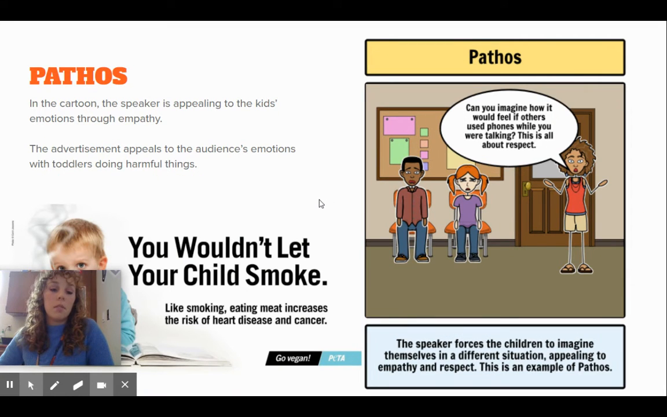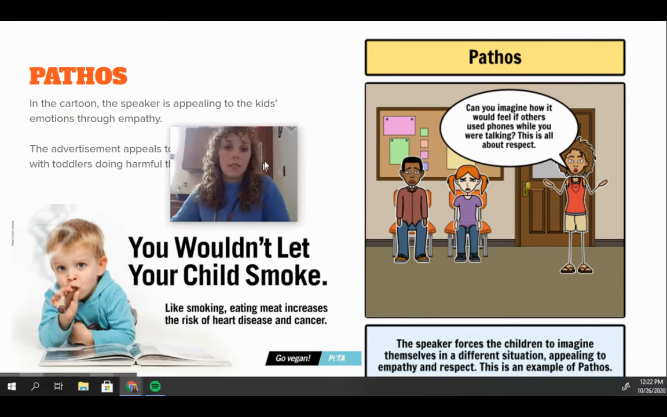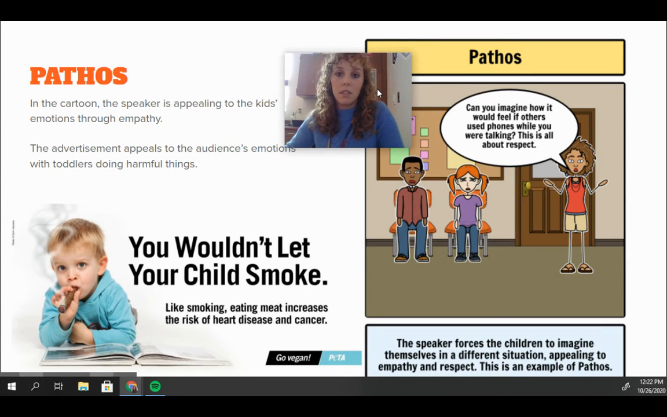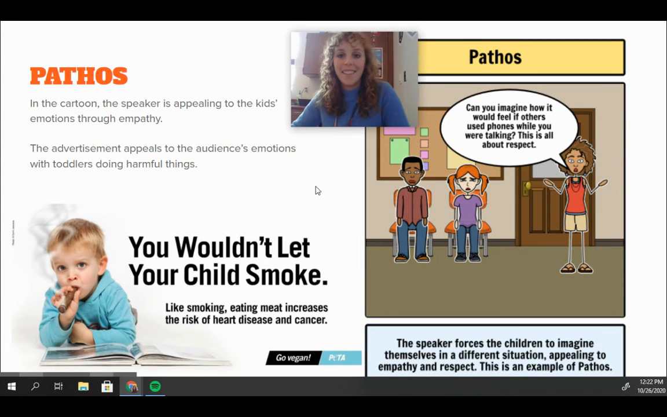So some examples of pathos. I got to kind of put myself in the middle up here for this slide. In this cartoon, let's check it out. You wouldn't let your child smoke. Like smoking, eating meat increases the risk of heart disease and cancer.